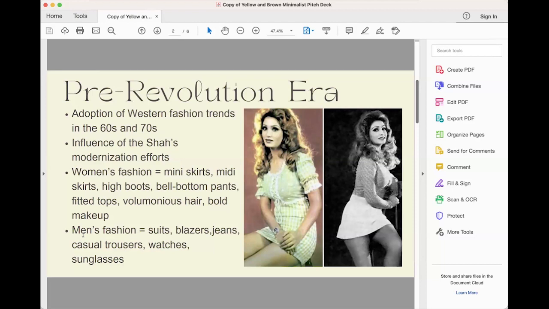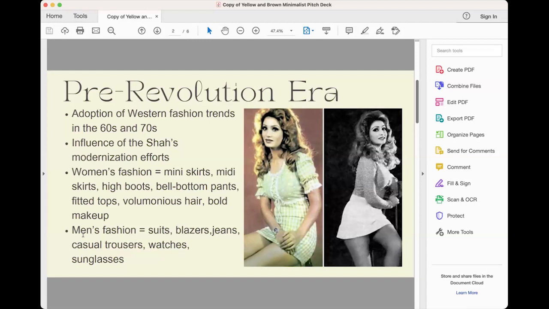Men, on their part, embraced short-sleeved shirts, polo shirts, and for more formal occasions, they used suits and blazers that mirrored the sharp tailoring and slim ties popular in the West. Jeans and casual trousers signified a blend of comfort and style previously uncommon, accessorized with wristwatches, sunglasses, and Western-style footwear to complete their modern look. This era's fashion was more than mere clothing.